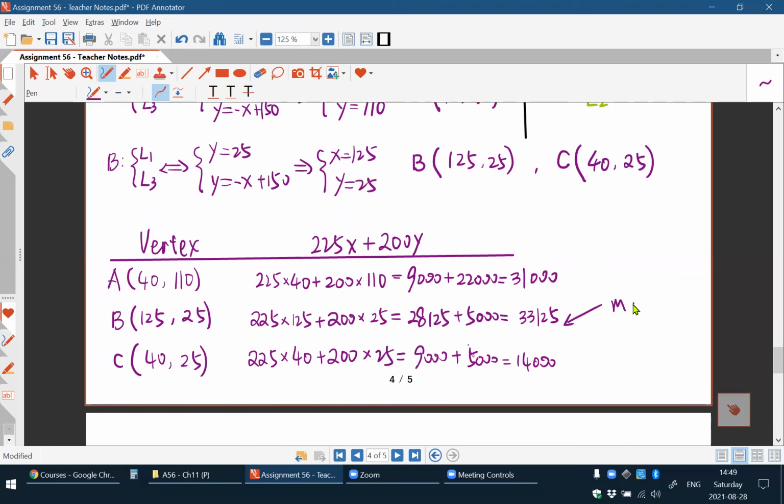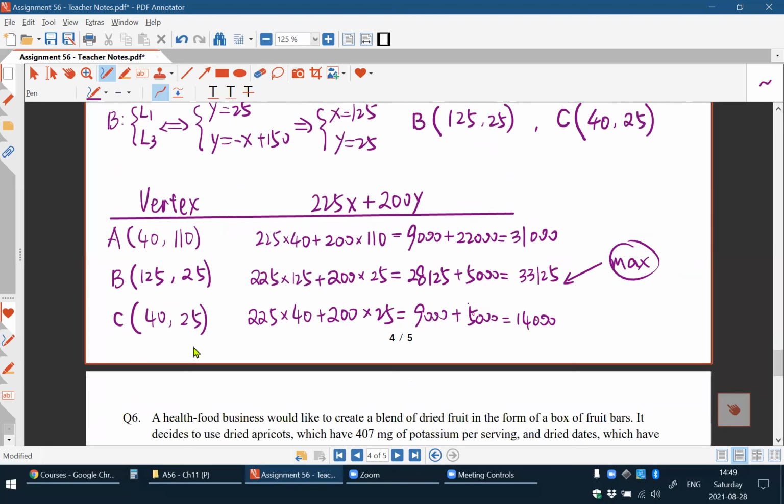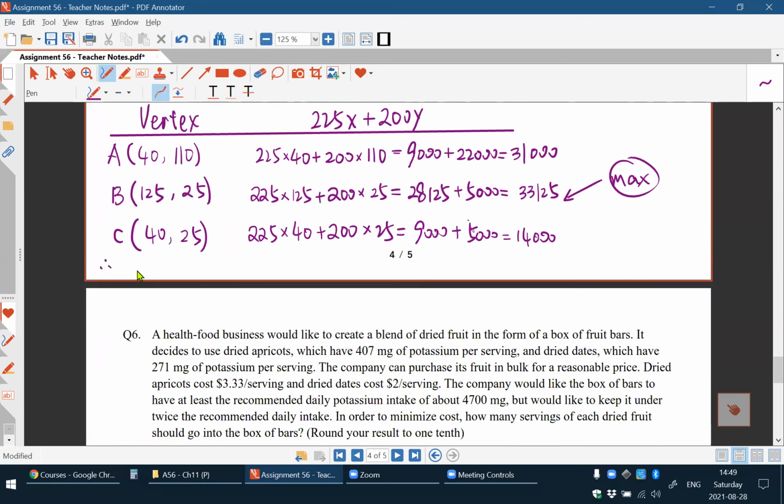Of course, this is the maximum value, right? So the conclusion is: when x is 125 and y is 25, the max of 225x plus 200y is 33125, right?